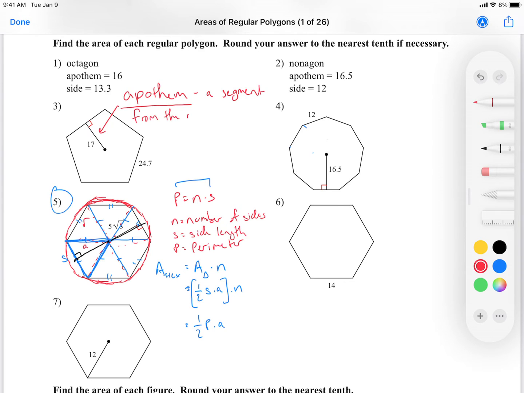So the apothem is a segment from the center of a polygon perpendicular to its side. Okay? That's what the definition is. It's a segment from the center of a polygon perpendicular to its side. Now, consequently, that means that it meets at the midpoint if we're working in a regular polygon. Okay?